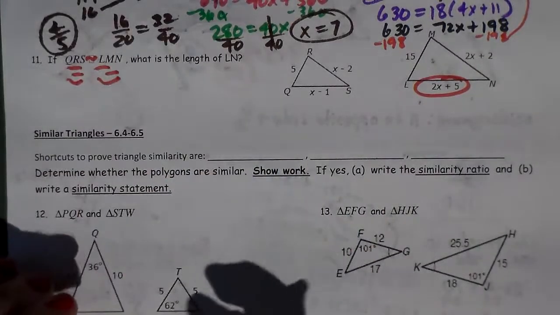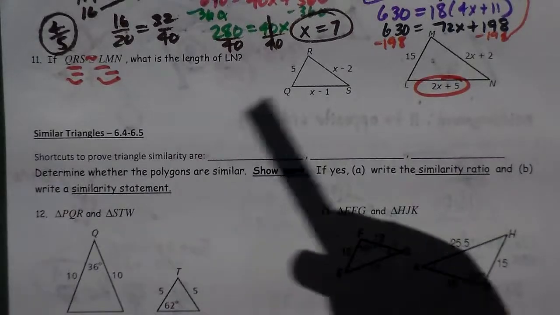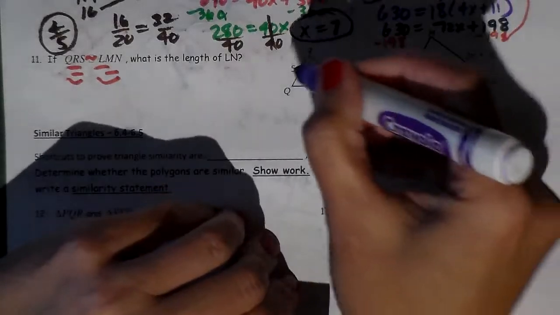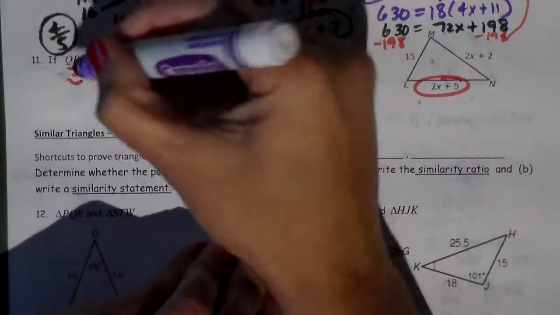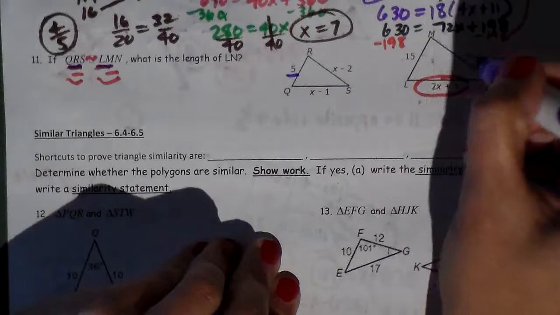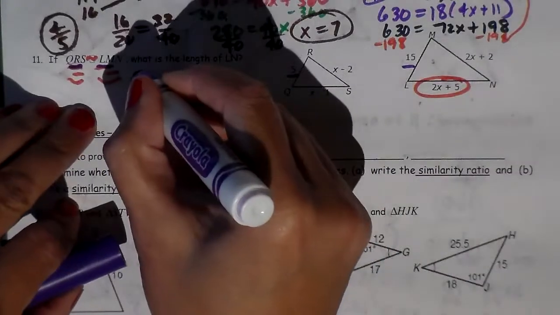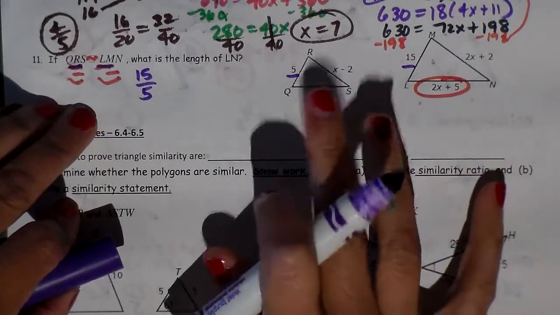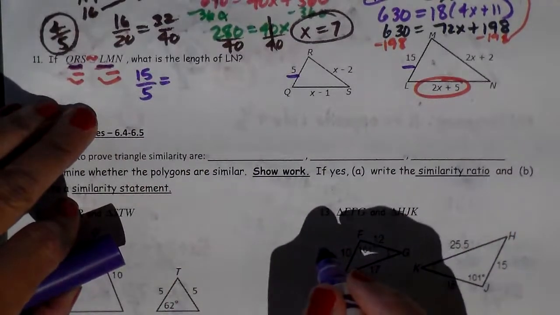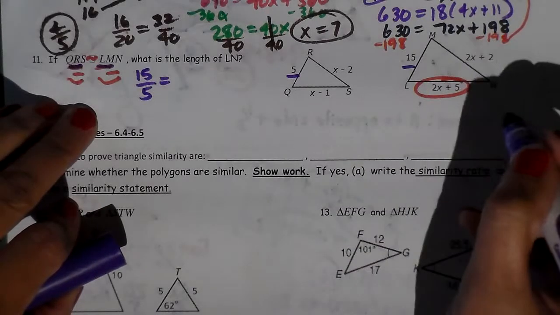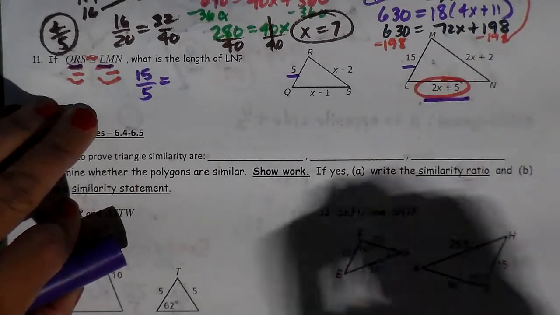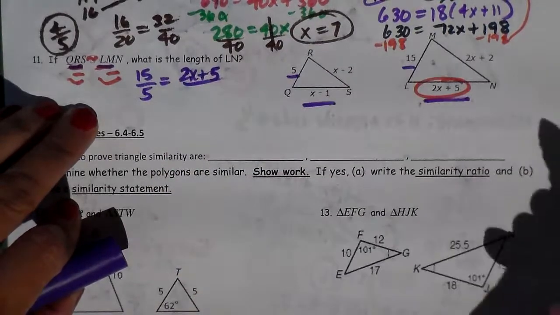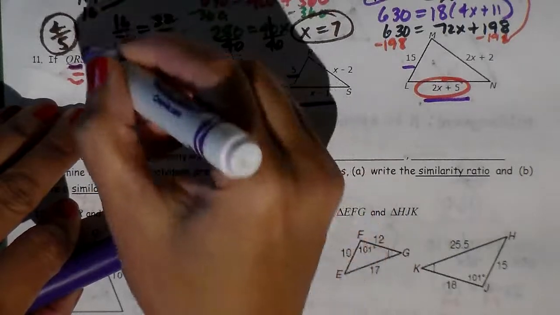Well, LN goes with QS. Well, first of all, before we can do anything, we have to find X. So let's look at some sides that we're given that can help us. Well, we know that QR matches up with LM, right? So I know 15, and I'm going to go the other way this time. I'm going to pretend like we were doing a scale factor. Image over pre-image. 15 over 5 is going to give us LN, 2x plus 5, over QS, x minus 1.